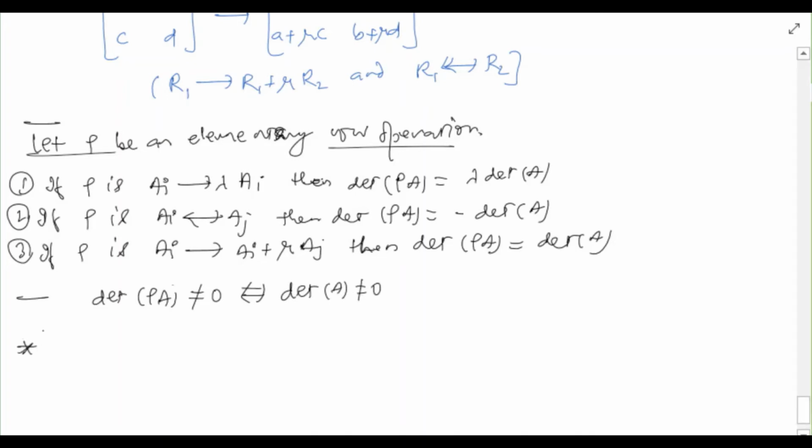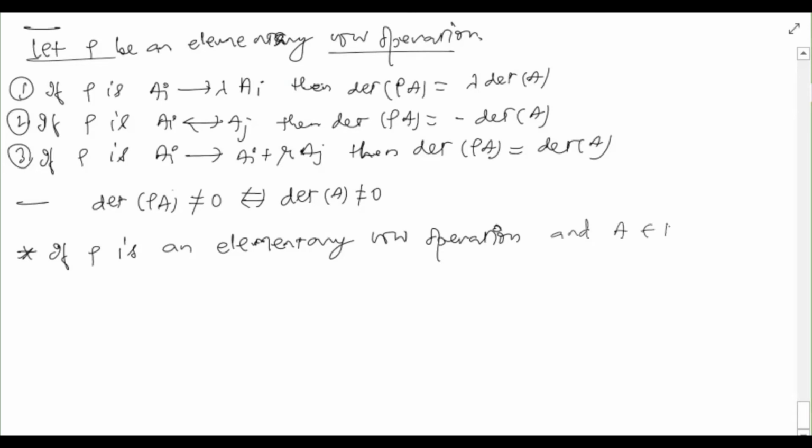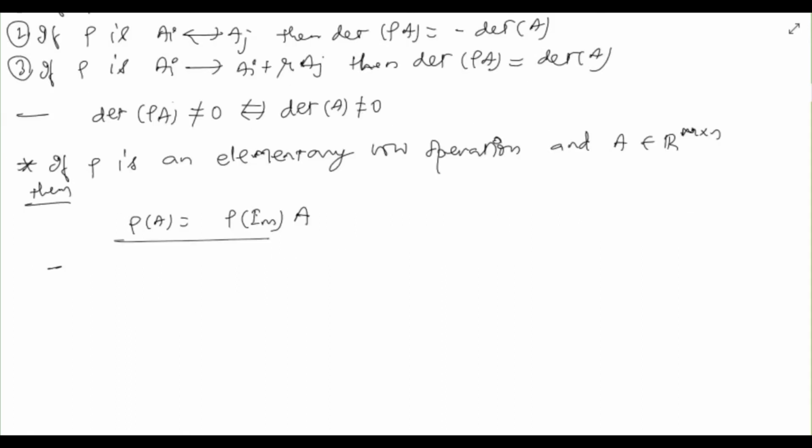We further see that if rho is an elementary row operation and A is an M cross N matrix, then rho of A can be obtained by first applying rho to M cross M identity matrix and then multiplying the resulting matrix with A. So in this way we see that if we know the effect of rho on the identity matrix, then we also know its effect on a matrix A. Next we will see the notion of row equivalent matrices.